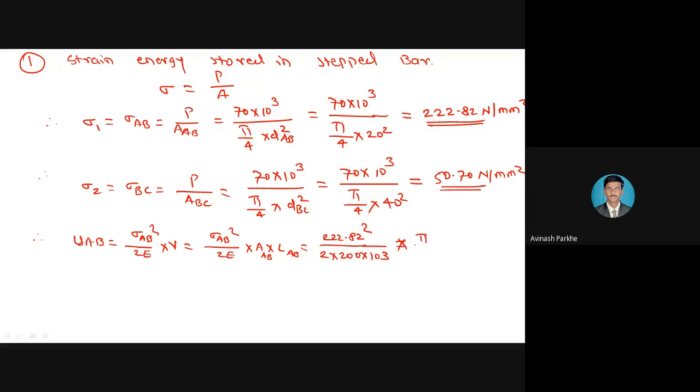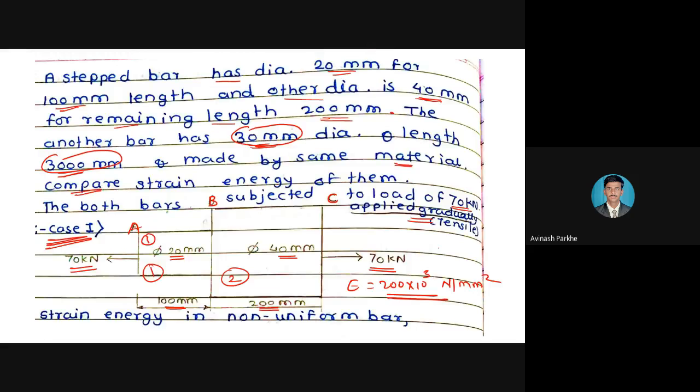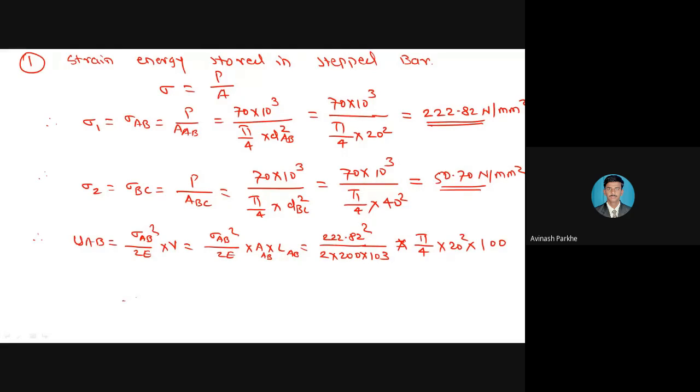Multiply by area, pi by 4 into 20 square, into length of section number 1. How much? 100. So find out U of AB. Similarly, U of BC is equal to sigma BC bracket square upon 2E into volume of BC, which is equal to again sigma BC bracket square divided by 2E into area of BC into length of BC.